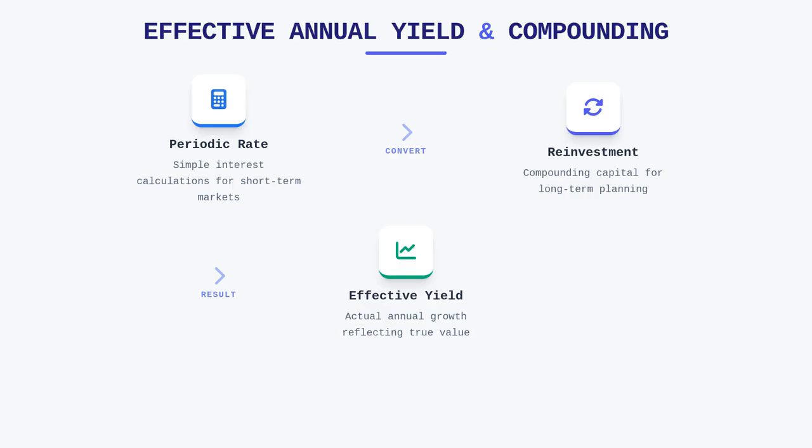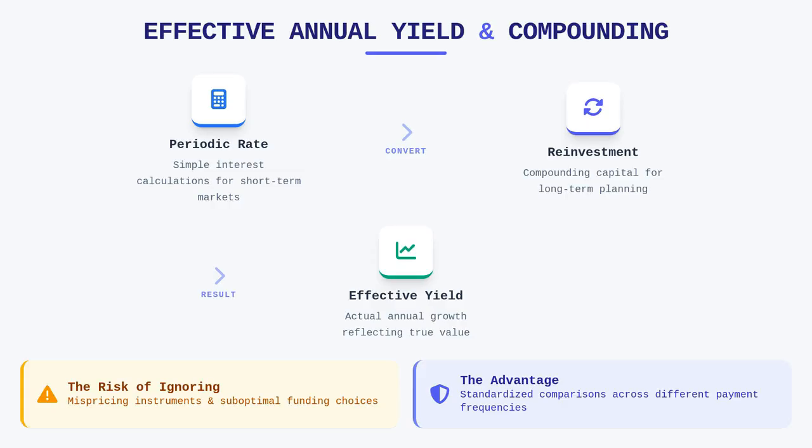While the calculation is slightly more involved than simple interest, it prevents the distortion that occurs when comparing instruments with different payment frequencies. A dealer who ignores the compounding effect will inevitably misprice an instrument, leading to suboptimal investment or funding choices. By applying these formulas consistently, you ensure that your portfolio decisions are based on the actual time value of money rather than arbitrary quote conventions.